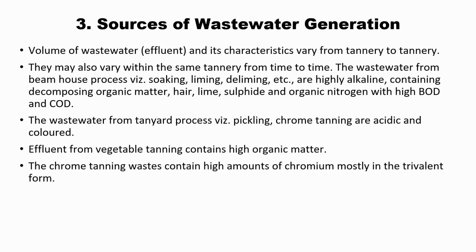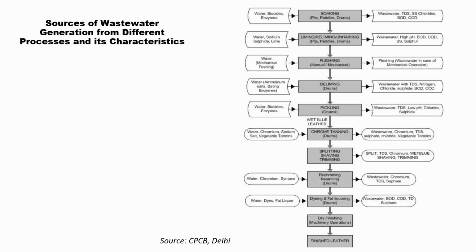So for each of them, firstly, wastewater surveys need to be done to get an idea about which process is giving what concentration of the wastewater parameters, and after that the processes need to be designed accordingly. Okay. For example, effluent from vegetable tanning contains high organic matter, and chrome tanning waste contains a high amount of chromium, mostly in the trivalent form. So let's see the different wastewater generated from different processes.